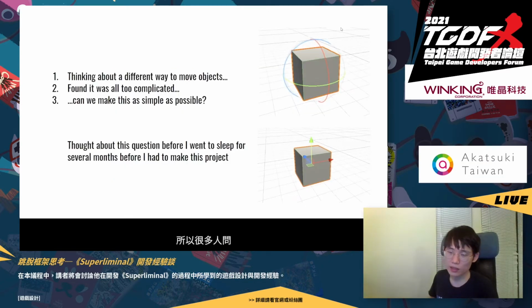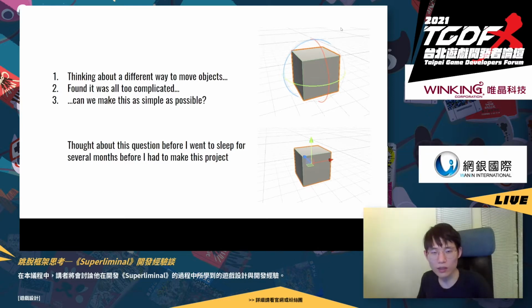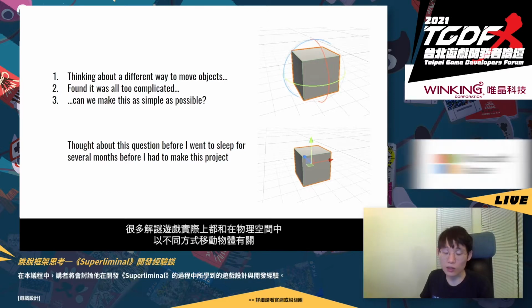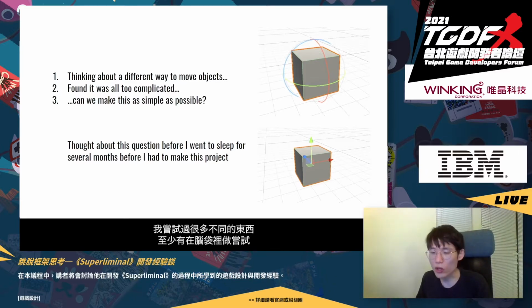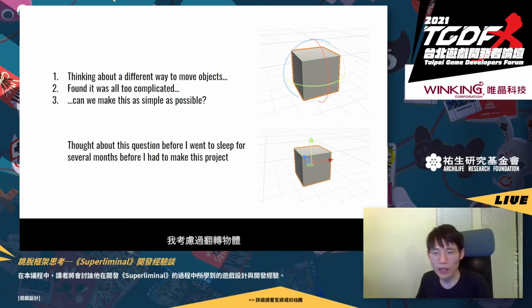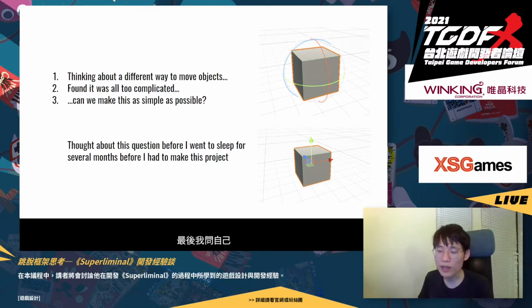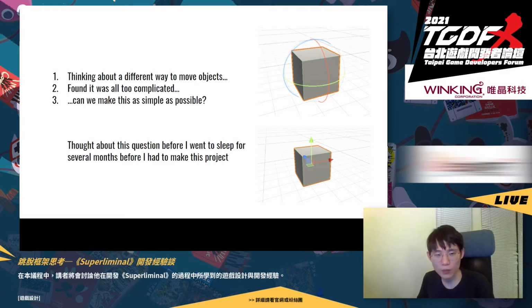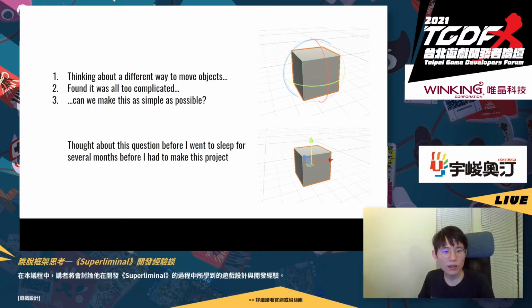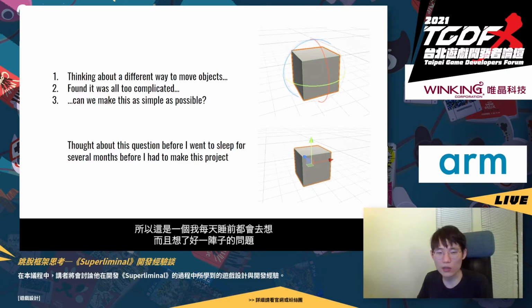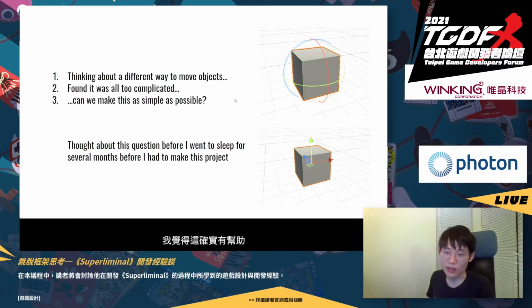And so a lot of people ask, what led to this mechanic? And how did we think of this? Actually, at the beginning, I was just thinking about a way to move objects. Because a lot of puzzle games are about moving objects in different ways in physical space. I tried a lot of different things, at least mentally, and I thought about flipping things around, moving spaces around, but all of that seemed too complicated. In the end, I asked myself, well, what if I just drop this object down? It didn't quite make sense, but then, when I figured it out, it totally made sense. This was a question I was thinking about for a while, before I went to bed. And I think that did help.